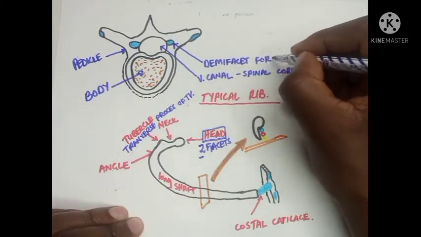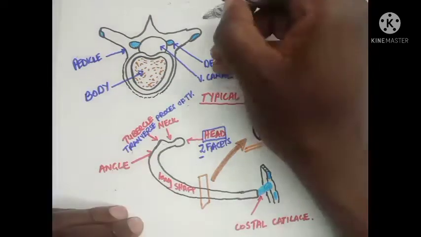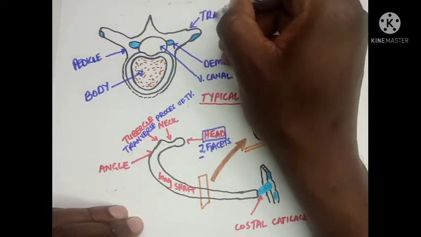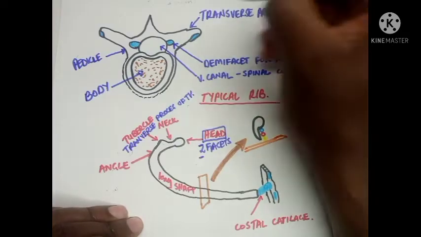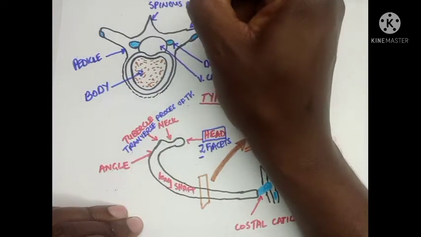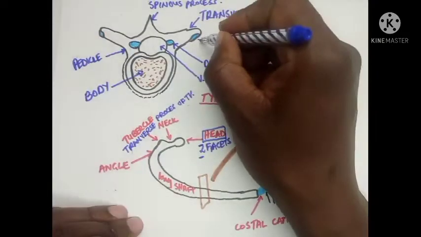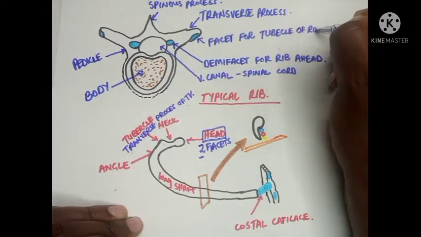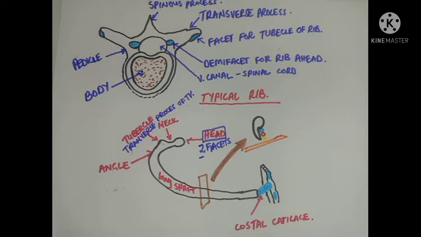There is the demifacet for articulation with the rib. We've got 2 transverse processes, one on either side. And then we've got a spinous process above. There is the facet for articulation with the tubercle of the rib.